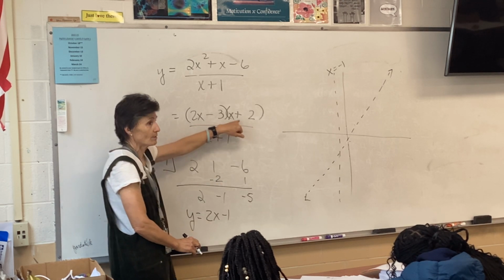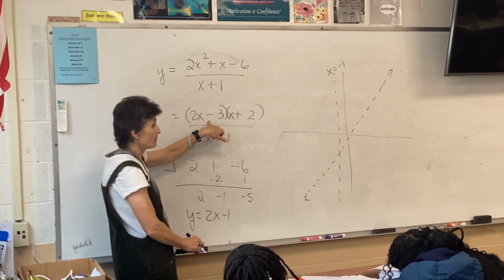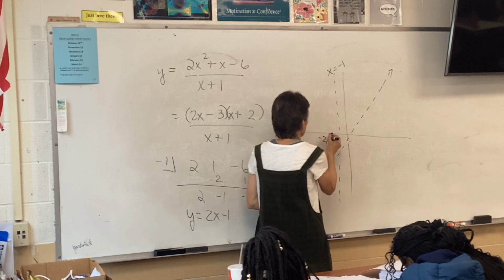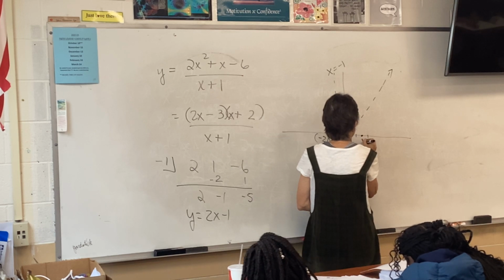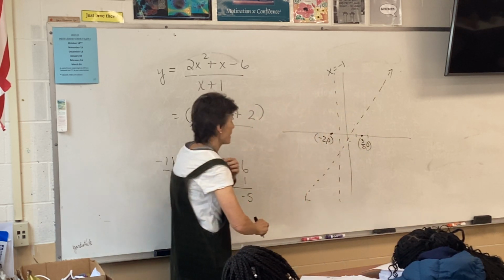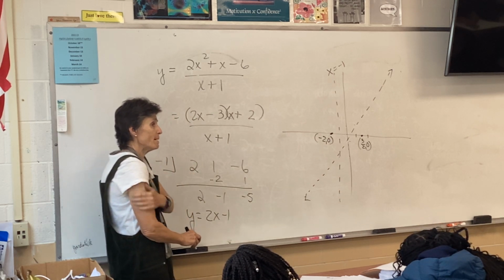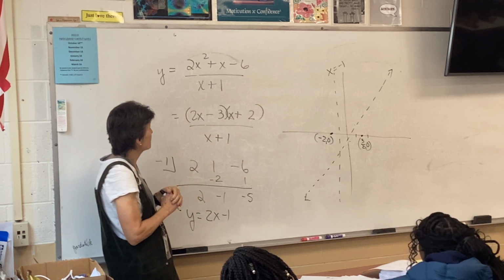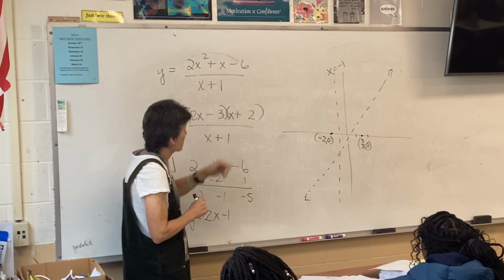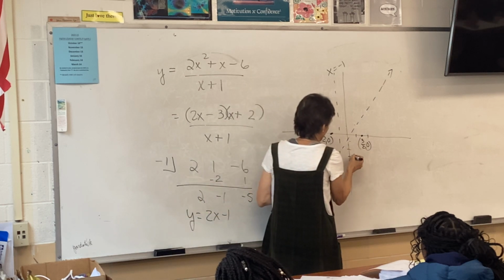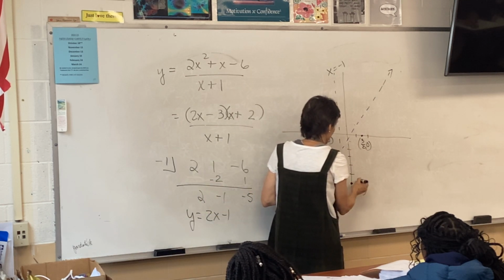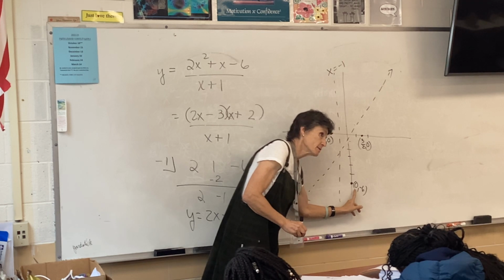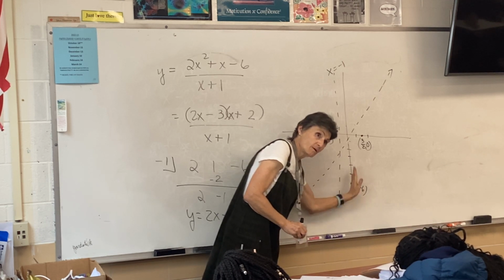So I can tell right here that my x-intercepts are going to be at 3 halves and negative 2. And those are points, so I am going to go ahead and put those on there. My x-intercepts come from the numerator. They're what makes the fraction equal zero. If the numerator's zero, y is gonna be zero. Those are my x-intercepts. What's my y-intercept? Yep, I heard somebody say negative six. How do we find a y-intercept? We let x be zero. Isn't that on the y-axis?